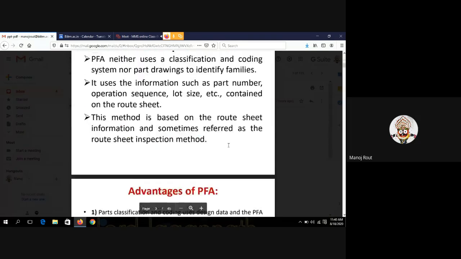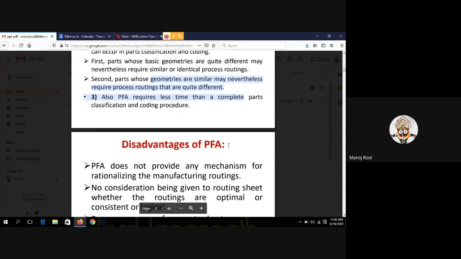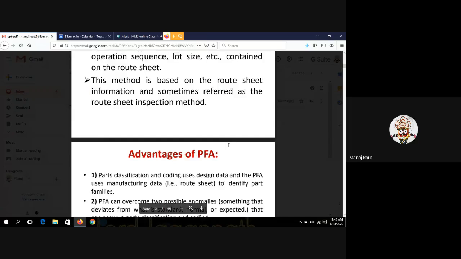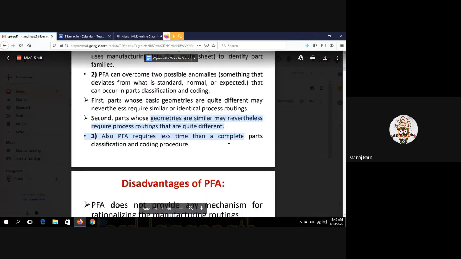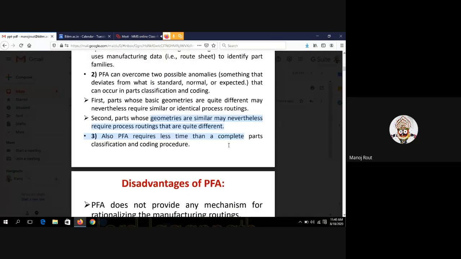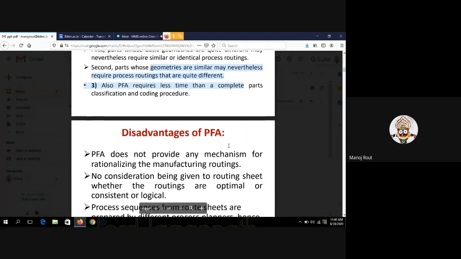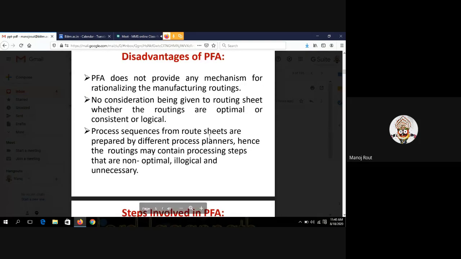Moving to the next ones, in case of product flow analysis, it requires less time to complete a part classification coding procedure. And the next one is the disadvantages of product flow analysis.